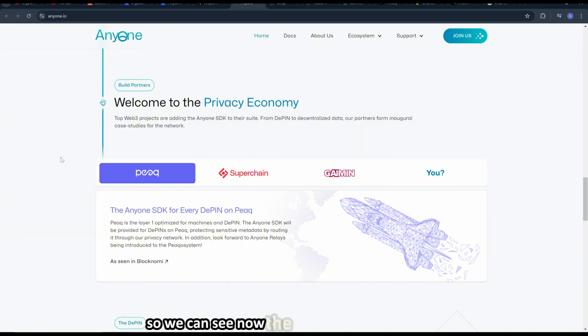So we can see now the potential of this project. It's not only for everyday users like myself or you, but also for developers who are looking to build decentralized apps or incorporate privacy in some kind of way within their own project, be it a game, be it a DeFi system, anything. Like, this really does have ridiculous potential.